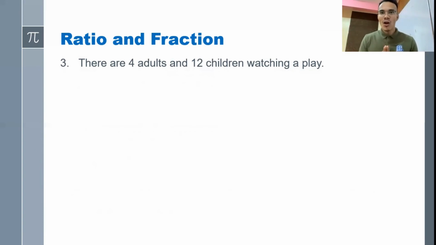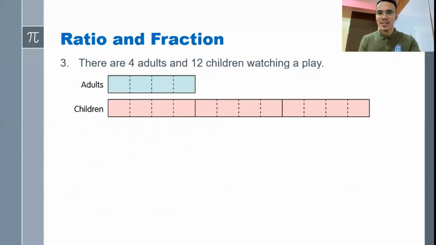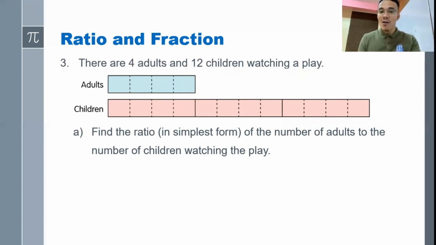Next, let's have number 3. There are 4 adults and 12 children watching a play. There are 4 adults and 12 children. And this is the model. Question letter A, find the ratio in simplest form. Take note of this, grade 6. Ratio in simplest form of the number of adults to the number of children watching the play.